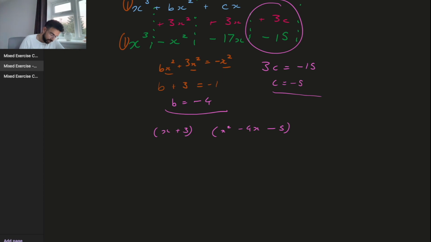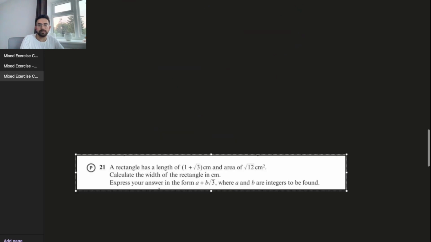So I'm simply going to come up with two numbers that multiply to make minus 5 and add to make minus 4. So it is minus 5 and plus 1. They add to make minus 4 and they multiply to make minus 5. So we have x plus 3, x minus 5, and x plus 1 as our answer. Let's move on to the next question.